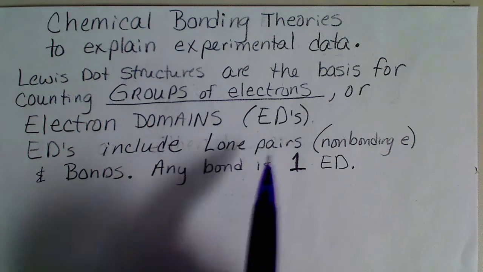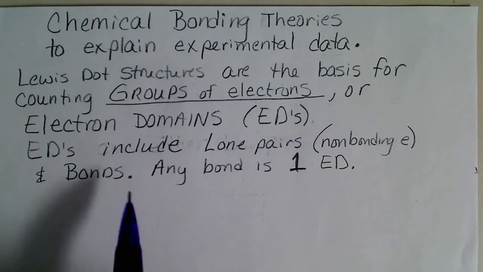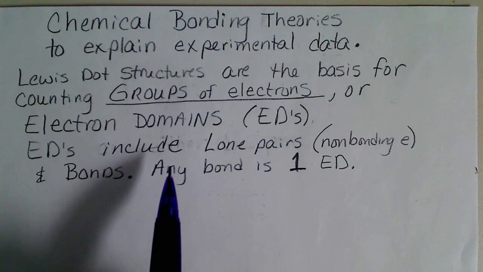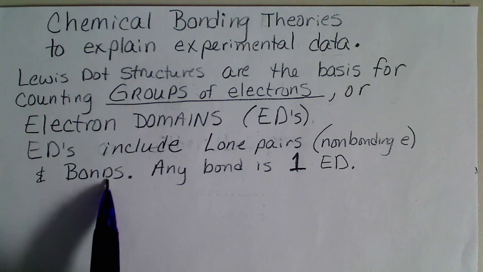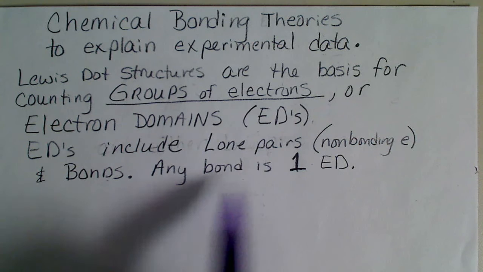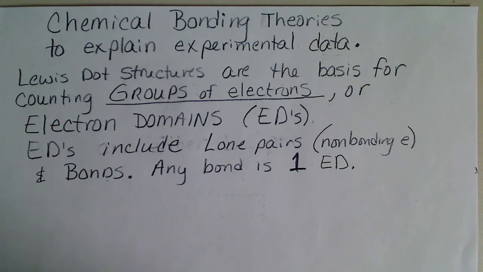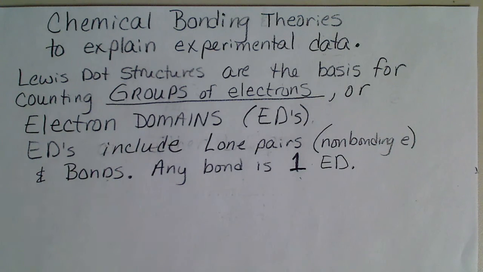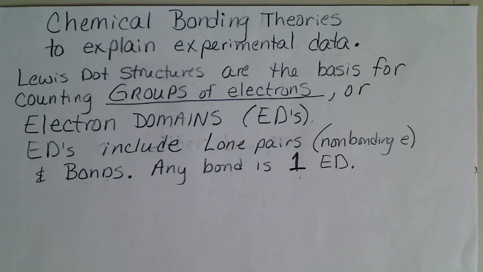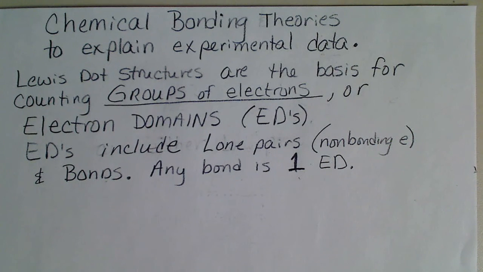And then I abbreviate that as EDs, and the electron domains on the central atom include lone pairs, that will be one domain, and bonds. So a single bond is one electron domain, a double bond is also one electron domain, as is a triple bond. The reason we're going to count electron domains, by the way, is the number of groups around the central atom are going to dictate the geometry around that central atom.